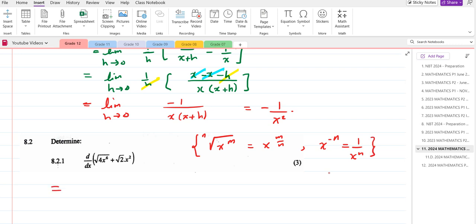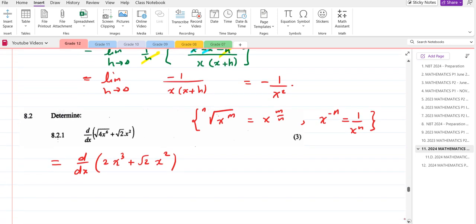Now we have d/dx. What is the square root of 4? It's the square root, right? That's 2. What's the square root of x to the power 6? 6 divided by 2 is 3. What's the square root of 2? Root 2. You can't do anything there, and that's x squared. Now you differentiate, because all we did was simplification.